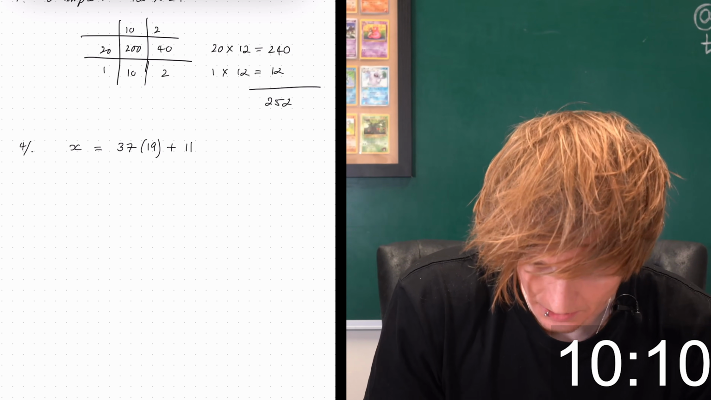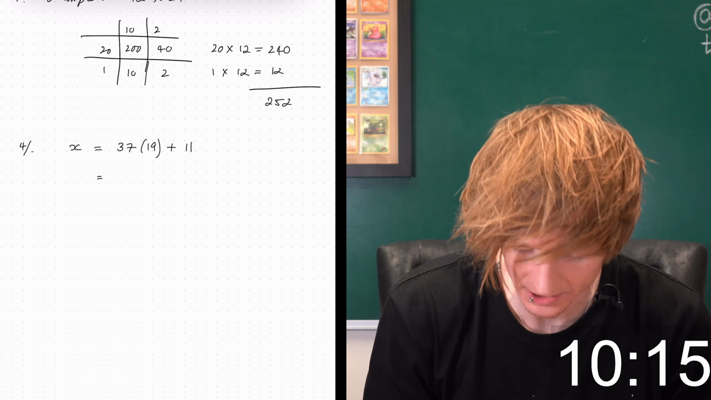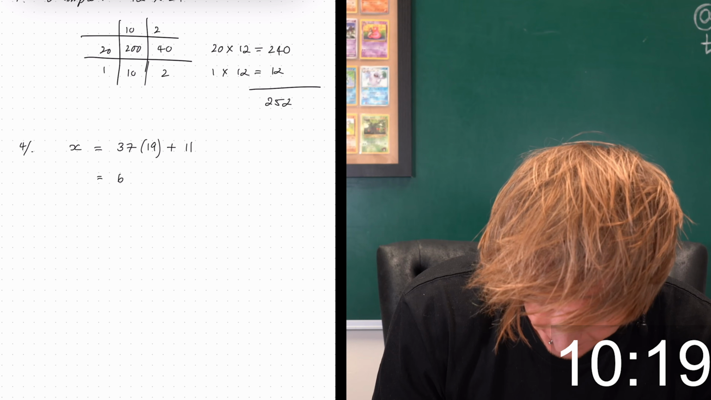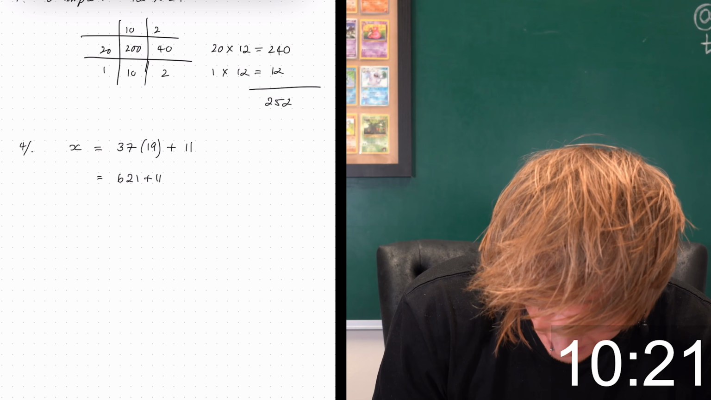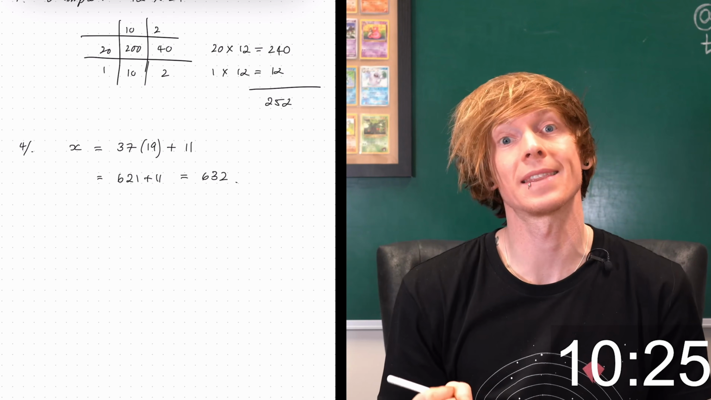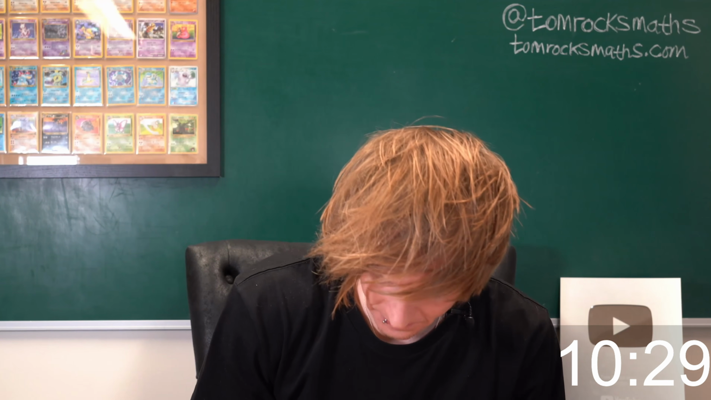Right, so let's work that out. That would be 640 for 20, minus a 19. So that's 621 plus 11, which is 632. So I think the dividend there is 632. Question 5.